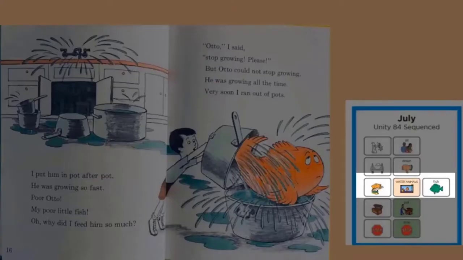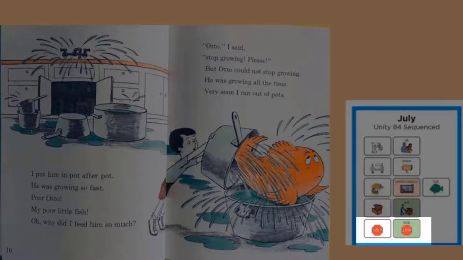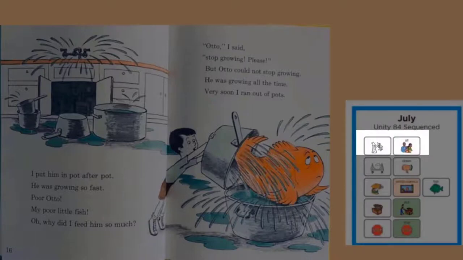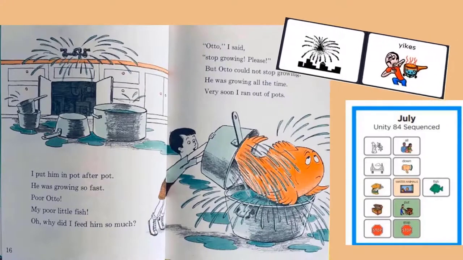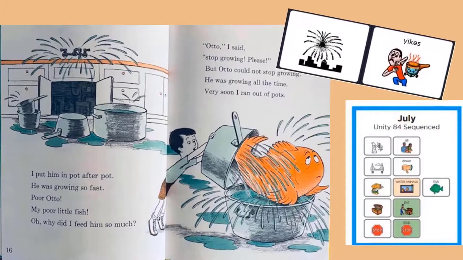Look at his fish now. He has gotten so big. That fish will not stop growing. I wonder if the boy wishes that he had not given his fish all of that food. Yikes! I wonder what's going to happen now.